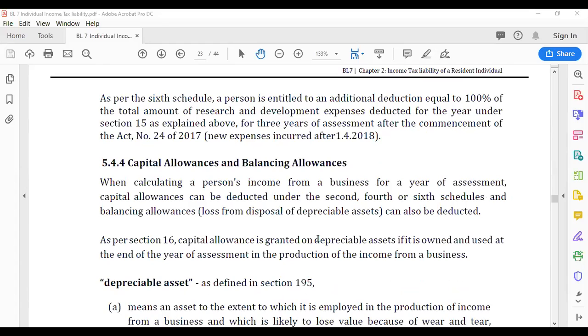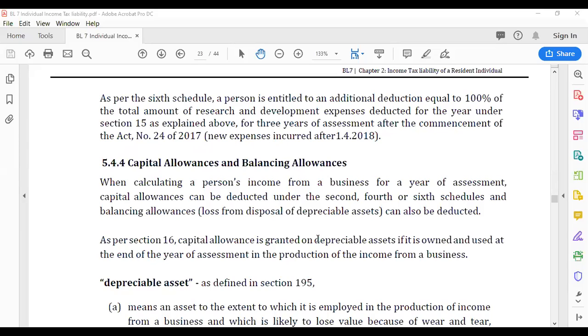As per the sixth schedule, a person is entitled to an additional deduction equal to 100% of the total amount of research and development expenses deducted for the year under section 15 explained above. This applies for 3 years of assessment after the commencement of Act number 24 of 2017, for new expenses incurred on or after 1st of April 2018.